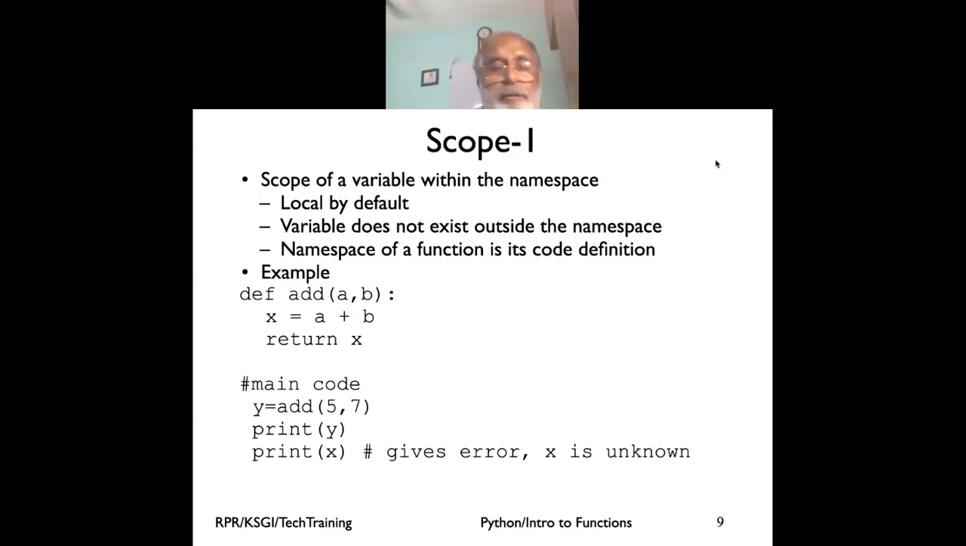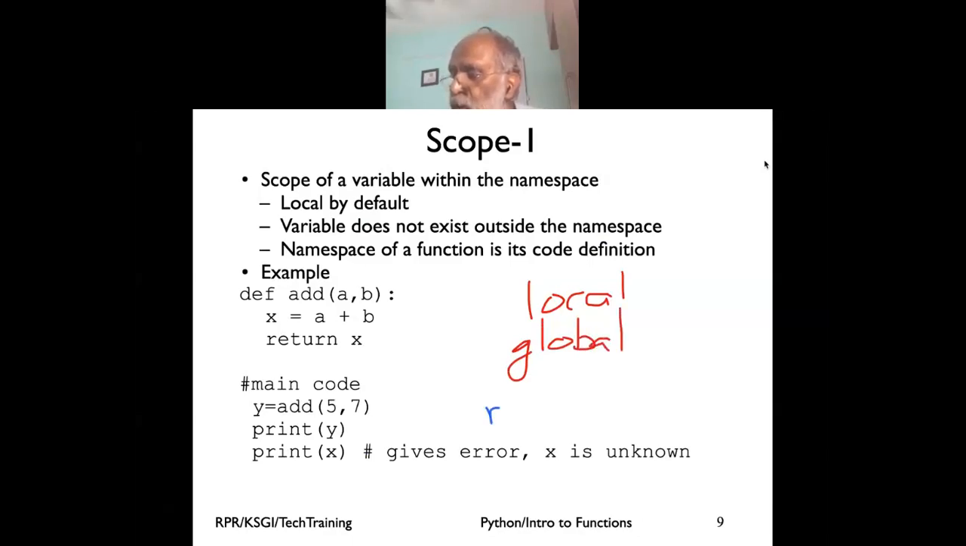So let's look at something that is not very well understood when you pass on things in Python. It has a concept called local, another concept called global, and one more term called non-local. I'm not going to discuss non-local today because it's too complicated. I'll basically discuss local and global.